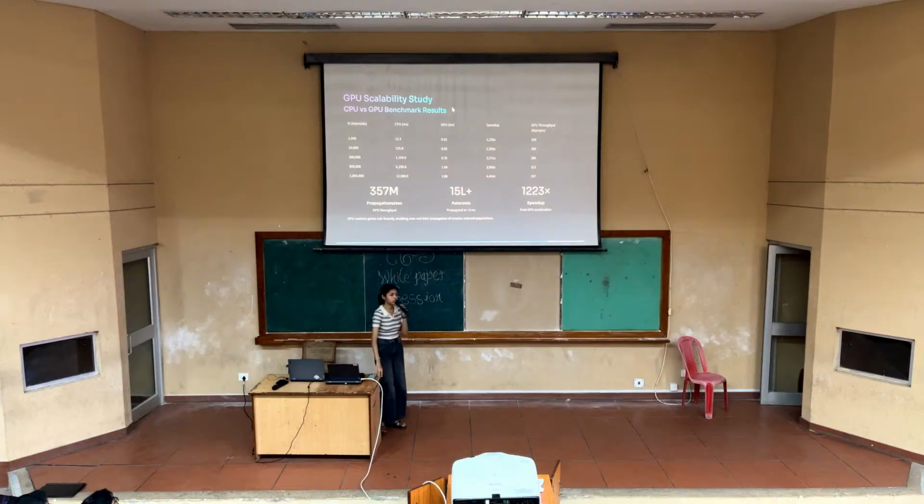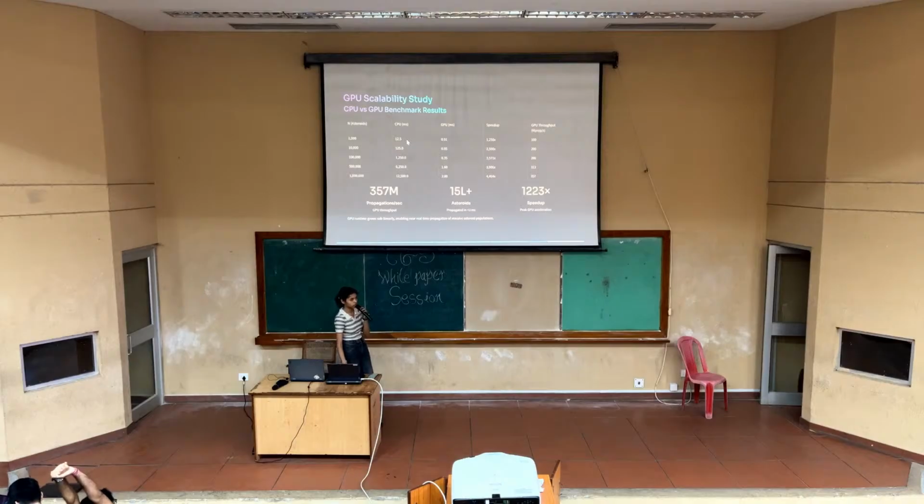This is a C2 scalability study. So we evaluated the model on C2 and these are the results. For 100 asteroids, you can see on CPU we got 12.5 milliseconds to run the model, and on GPU it was 0.01 milliseconds, which was 1200 times faster.